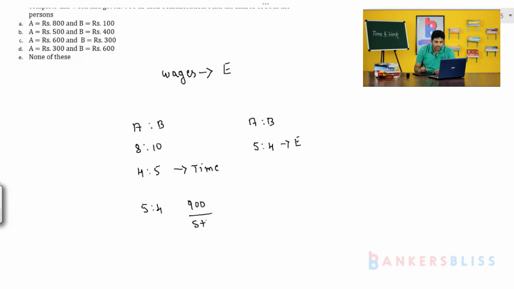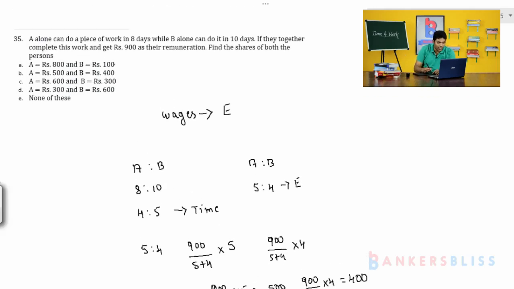So 5 plus 4, that is 9, into 5 if you do, you are going to get the value of A, and 900 divided by 5 plus 4 into 4 if you do, then you are going to get the value of B. So 900 by 9 into 5, which is equal to 500. Next, 900 by 9 into 4 if you do, which is equal to 400. So your answer is 500 and 400. Option B is the right answer.